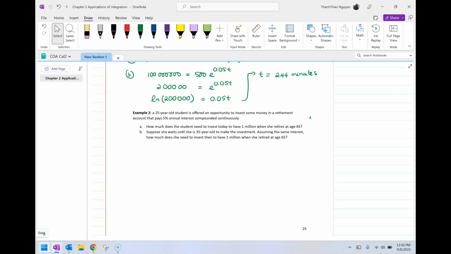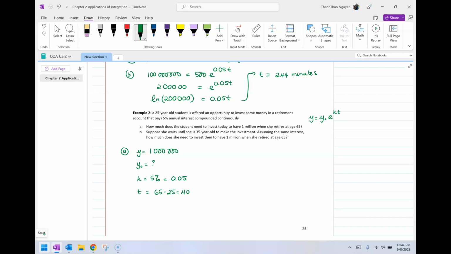Okay, so we start with our equation y equals y naught times e to the kt. In part A here, we are given y equals 1 million. We don't know what y naught is. We are told that k is equal to 5%, and this is 0.05. And we were also told t is 65 minus 25, which is 40 years.